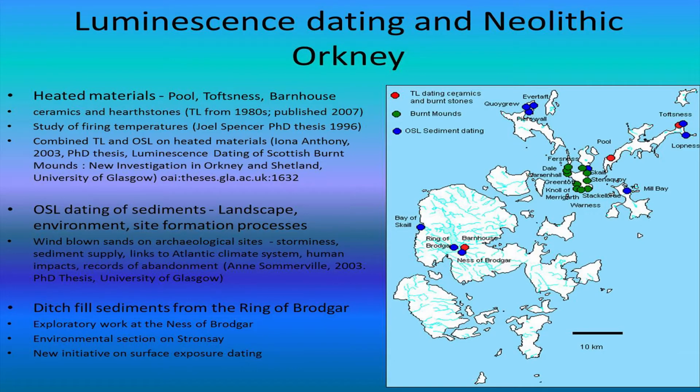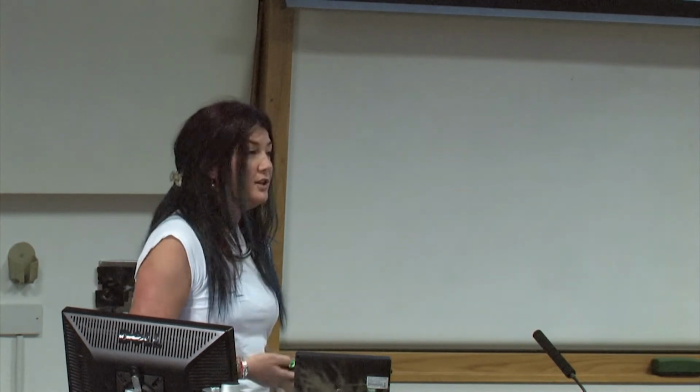Some examples of sites, just from one geographical location in one time period, we've looked at heated materials using thermoluminescence on ceramics and hearthstones. We've used optically stimulated luminescence, which is using light to release that energy, on wind-blown sands. This can tell us about storminess, site formation and abandonment processes, and we can link that into climatic changes in the North Atlantic system there.